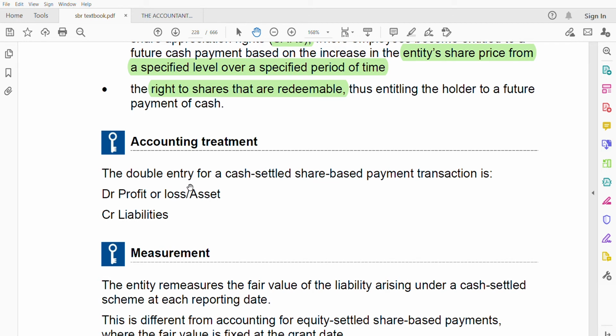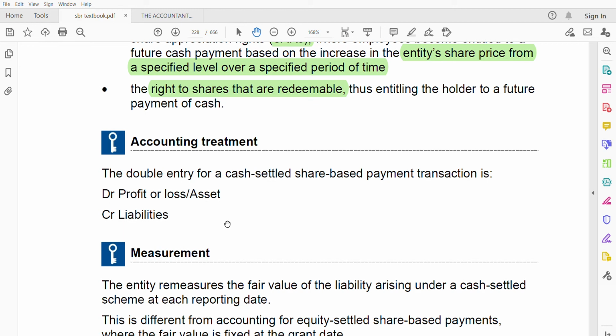This is easier than equity based. Okay, cash based: you debit profit or loss as an expense, because you have to pay in cash, and you credit liability. Here you don't credit equity because there is nothing to reduce from equity. You are paying in cash, so you credit liability. Why credit liability? That cash they are entitled to in the future. Today when you are recognizing it, it's a liability for you. You still didn't pay them in cash. So finally, at the end when you pay them in cash, you debit that liability amount, the liability cancels off, and you credit the cash.